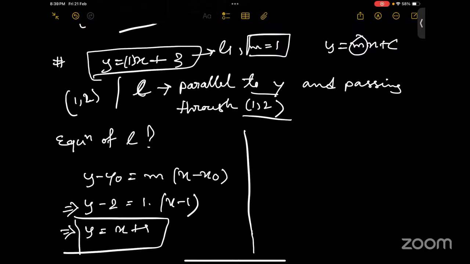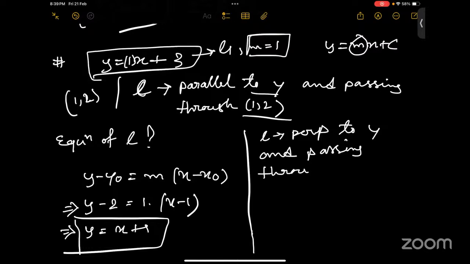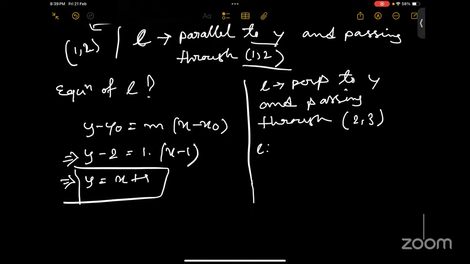Yes, ma'am. Okay. So instead of parallel, suppose L was perpendicular to y and passing through (2, 3). Then what will be the equation of L?